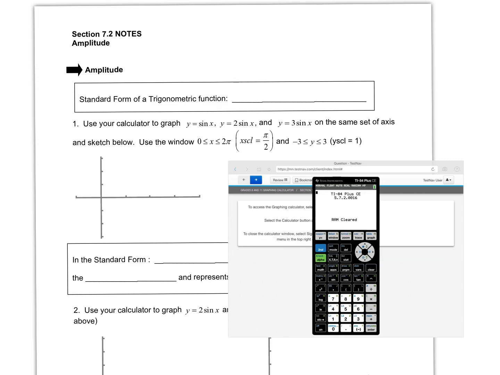All right, everybody, here's lesson 7.2 on amplitude. First, I want to start with the standard form of our trigonometric function. So we have y equals, and I'm going to use my colors like I like to for each part. For A, and sine, as I said before, everything with trig functions, they always use sine. It's called a sinusoid. B, I'll talk about each of these letters as we go along.